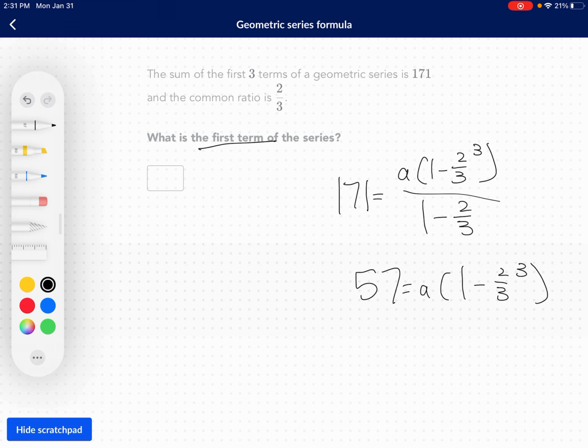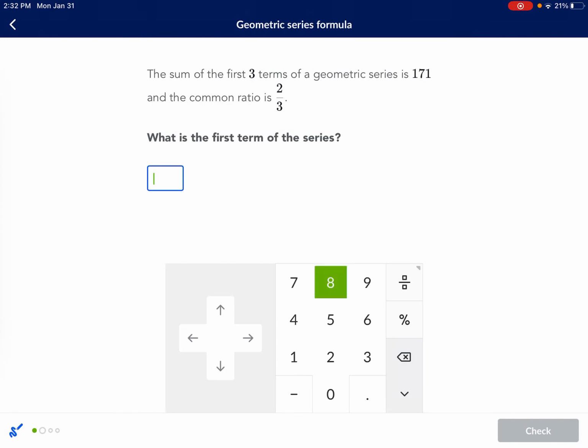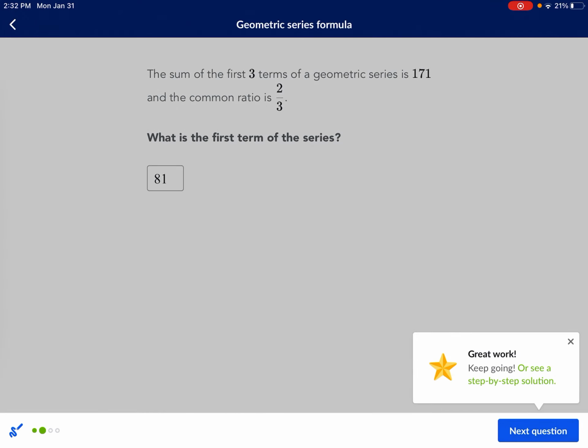You divide by 1 minus 2 over 3 cubed on both sides, and you get A equals 81.